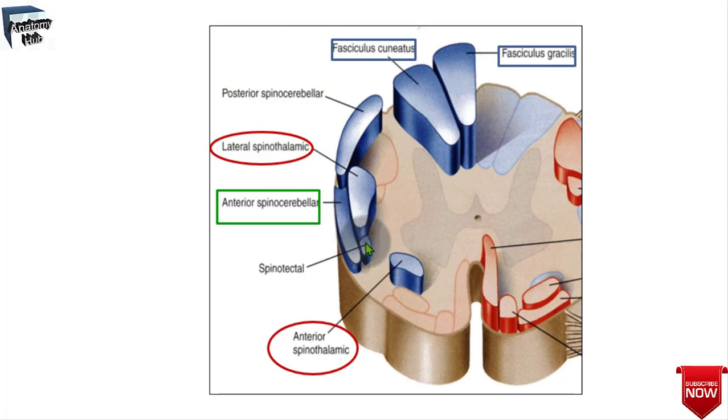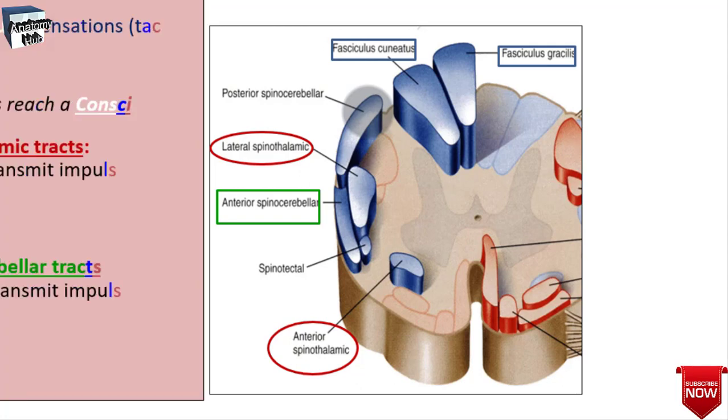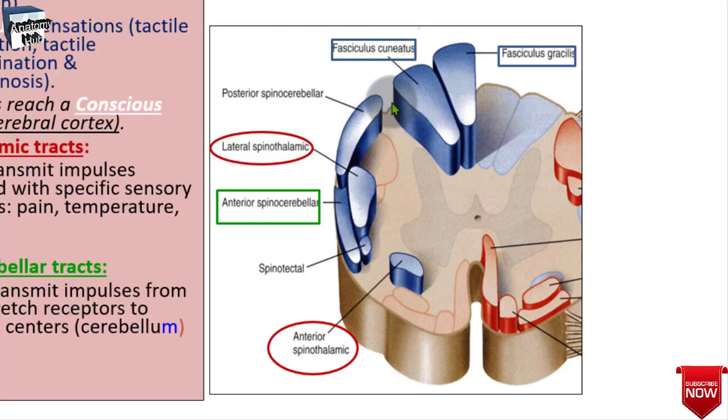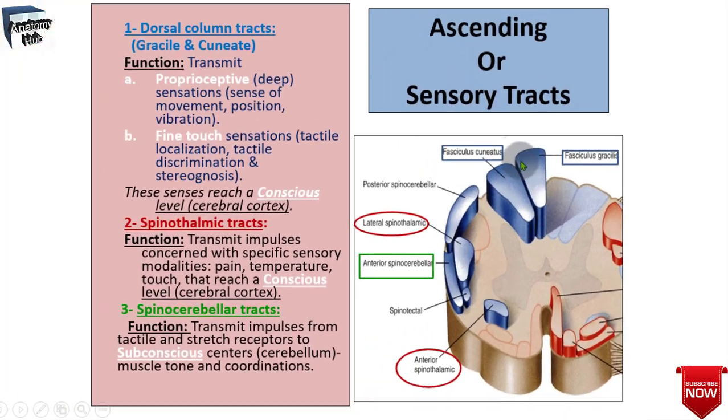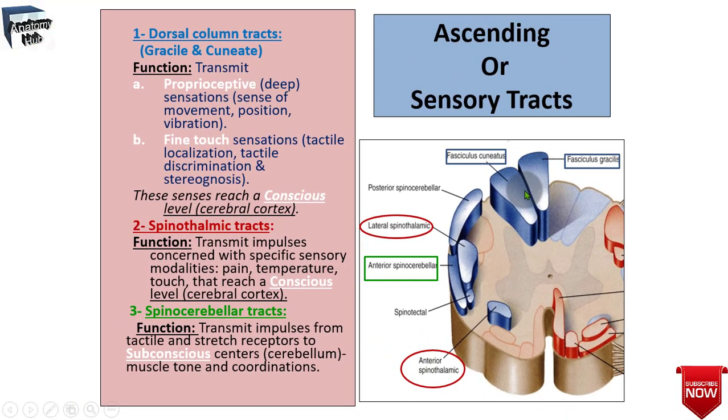And you will find the spinotectal and the posterior spinocerebellar tract. We'll focus over here on the ascending tracts, or the sensory tracts. Here you can find the dorsal column tract, or the dorsal column modalities. The two columns that we'll find over here are the fasciculus gracilis and the fasciculus cuneatus. First we will see the fasciculus gracilis.